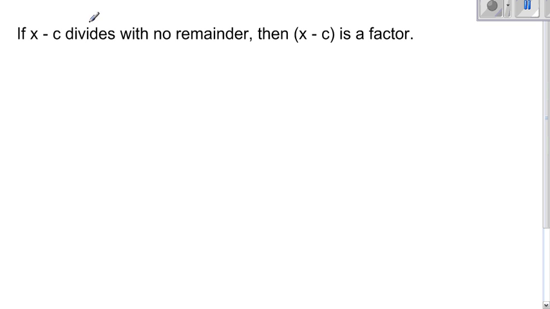So a corollary to that would be if x minus c divides with no remainder, then x minus c is a factor. And if you think about that, if it divides with no remainder, the remainder will be 0. So the output would be 0, which means it's on the x-axis, which means it's a 0 or a root or a solution, and therefore it's also a factor.